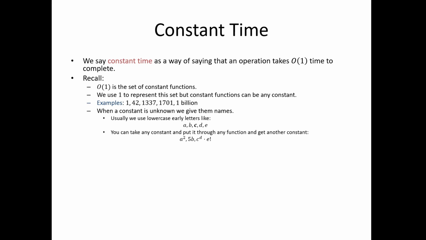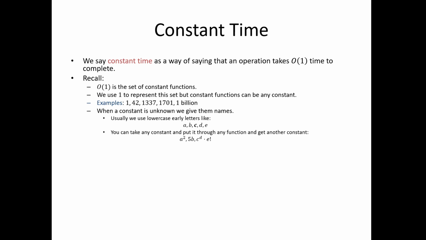And then maybe also importantly, if you have a constant, you can take that constant and put it through any function, and you're going to get yourself another constant. This is important because if you have, say, C and D and you go C plus D, well, that's still another constant. And we're going to get in the habit of renaming our constants.